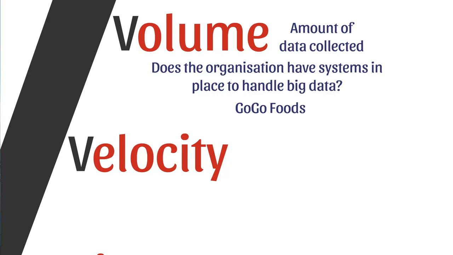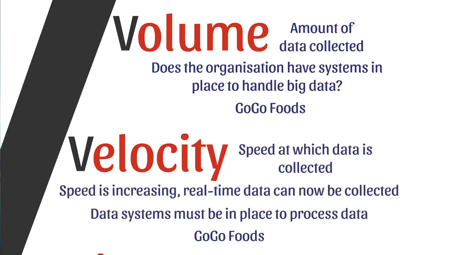The next V is velocity, and this refers to the speed at which data is collected by the organization. The rate at which big data is collected is increasing, and real-time data can now be collected. Data systems have to be in place which can process this data so as to provide real-time information, and this allows the organization to spot and react to the latest changes quickly. We've already talked, haven't we, when we looked at stakeholders, how important real-time information is to different groups of stakeholders.